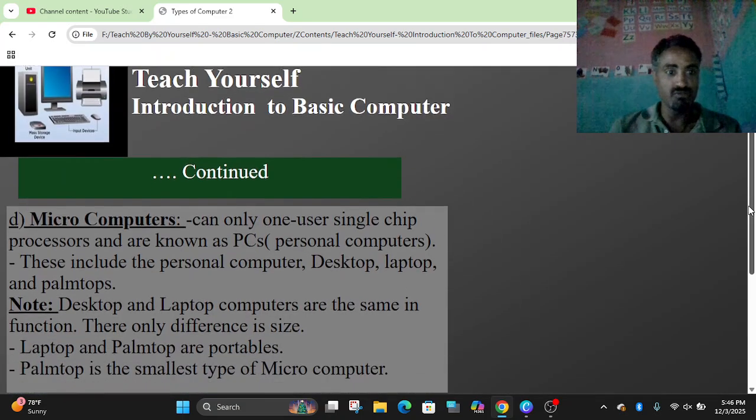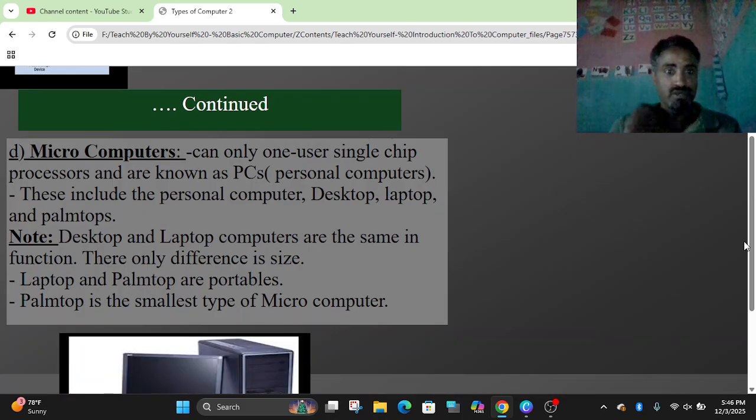The last type of computer is the microcomputer. It can have only one user, has a single-chip processor, and is known as a personal computer. The fourth generation, starting from 1971, is the foundation of microcomputers because the microprocessor as hardware started from the fourth generation. These include personal computers like desktop, laptop, and palmtop, which are subclassifications of microcomputers.